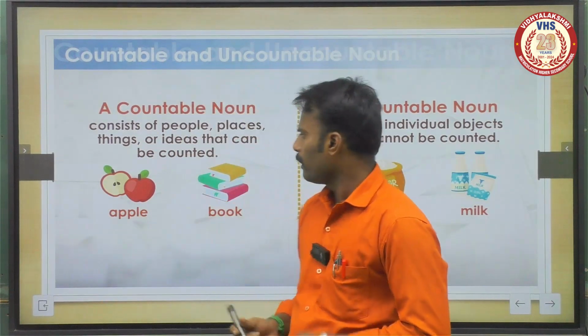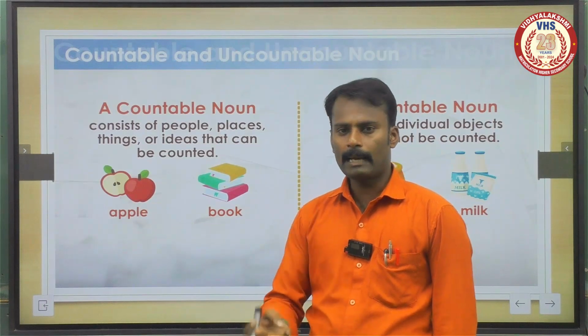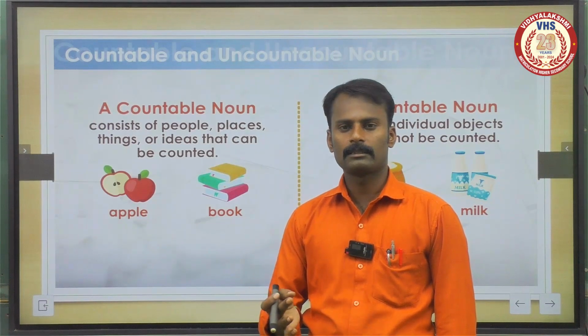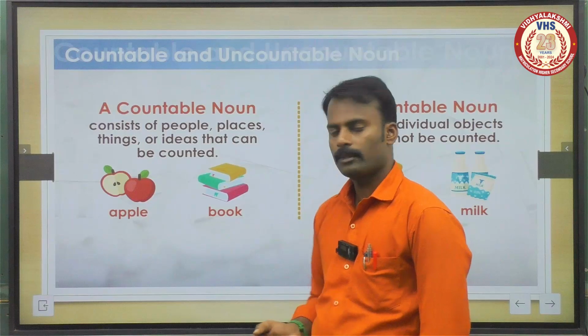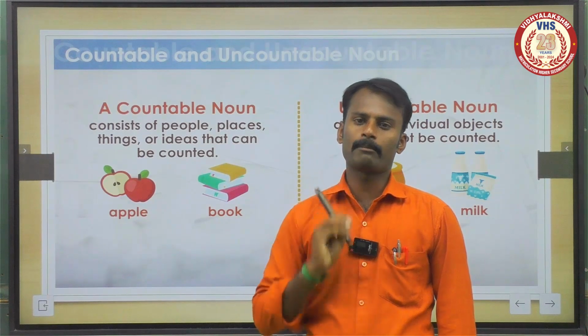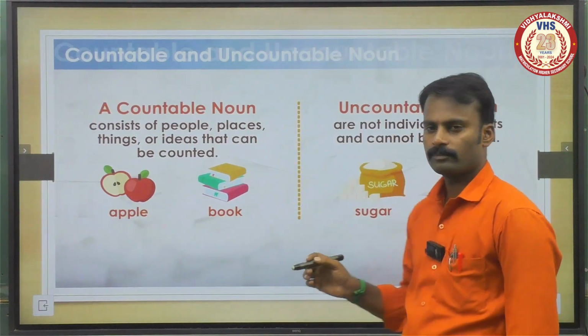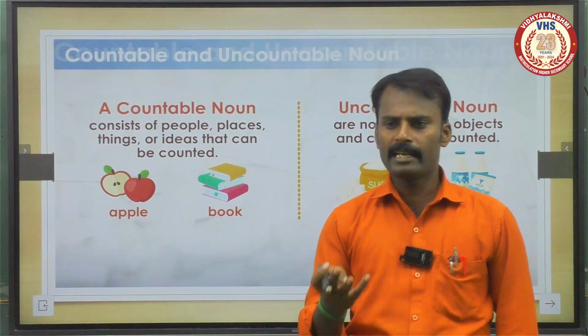Okay? For example, countable nouns, you just see here: apple, an apple, two apples, three apples. Next, book: I need a book, I need two books, I need five books. So here we can count. But whereas here, sugar: can you say I need a sugar?